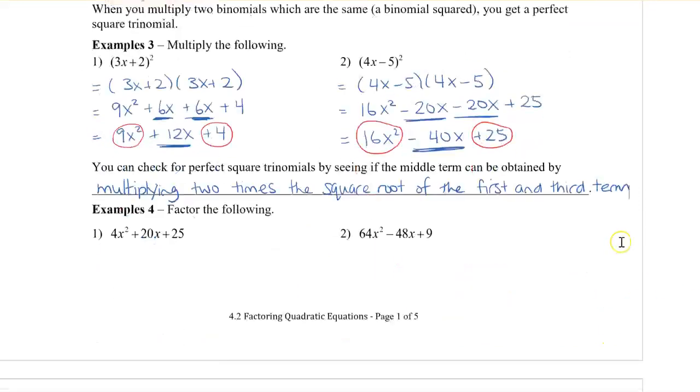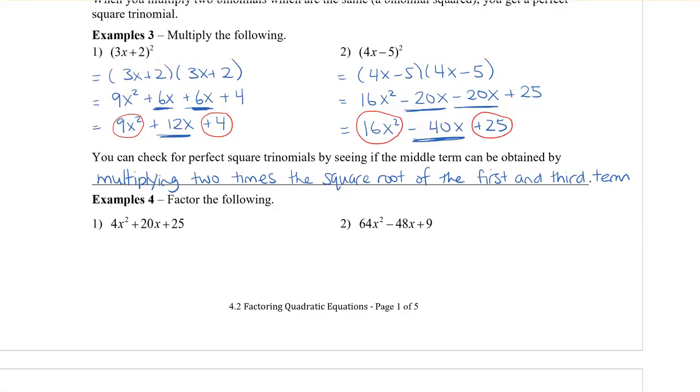So let me show you what this means in an example. If we take a look at this first example here, the square root of 4x squared is 2x. The square root of 25 is 5. And if I take those two and multiply them by 2, because there are two of them, I do get 20x, which is my middle term. That means that this quadratic is actually a perfect square trinomial. So because it's a perfect square trinomial, I can factor this very easily.